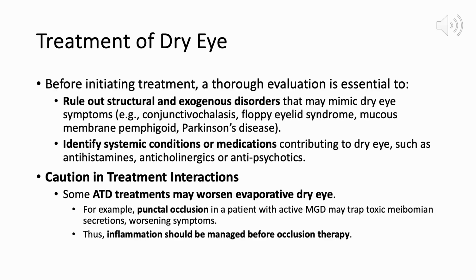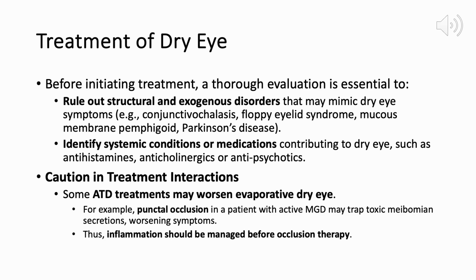Next, identify systemic conditions or medications that may be contributing to the symptoms. Common culprits include antihistamines, anticholinergics, and antipsychotic medications, all of which can reduce tear production or alter tear film stability.